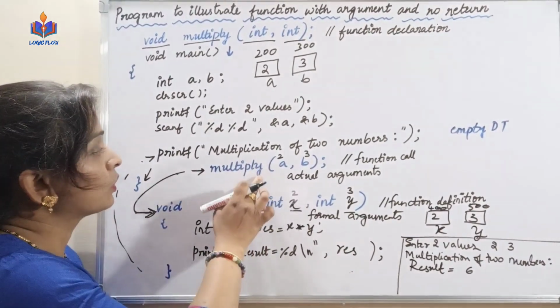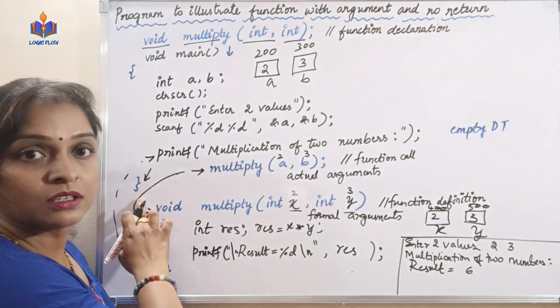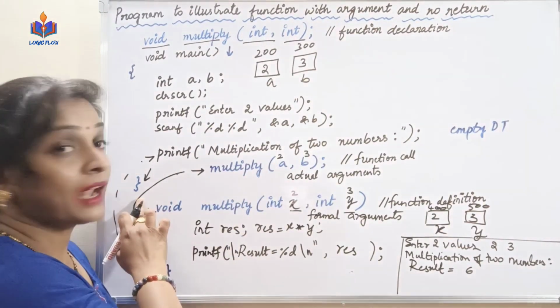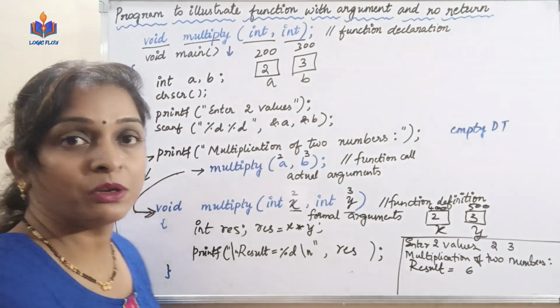Okay. So the control will be back to the place without values. Then close or end the main program. This is the function with argument and no return.